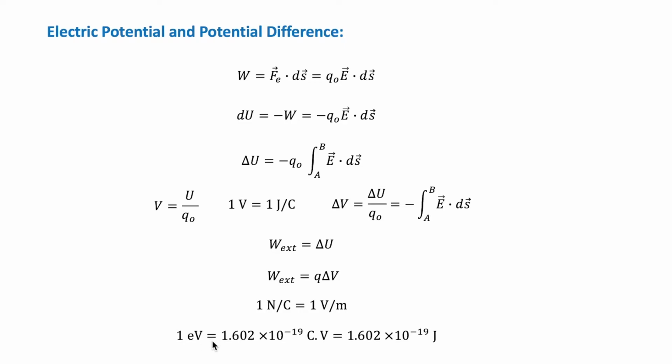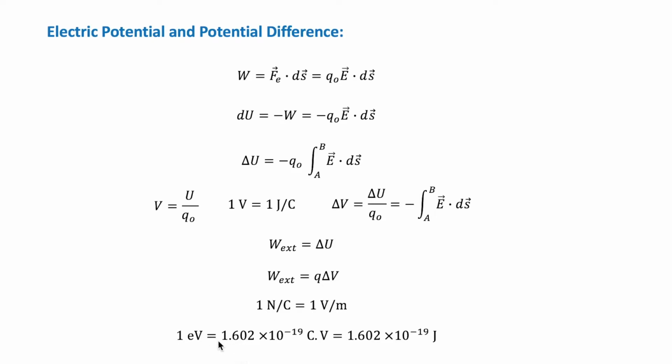Another unit of energy used in atomic and nuclear physics is the electron volt. Okay, so it is the amount of energy gained or lost by a charge-field system when a charge of magnitude e, so this is equal to e, is moved through a potential difference of 1 volt.